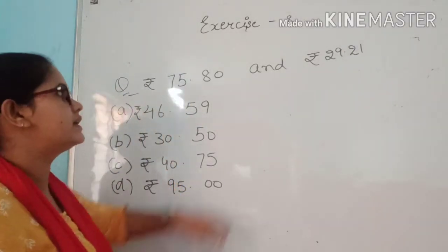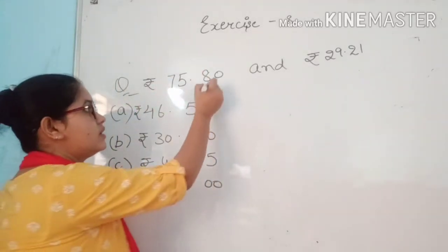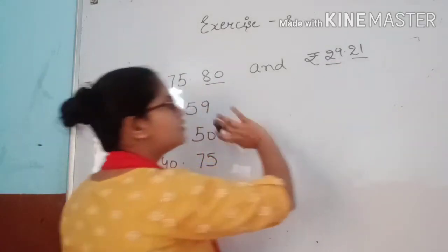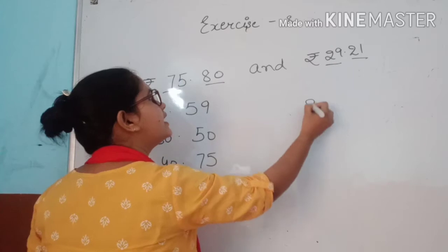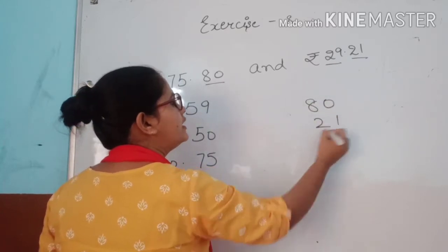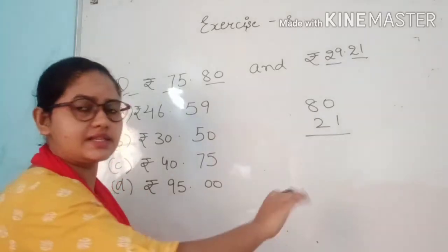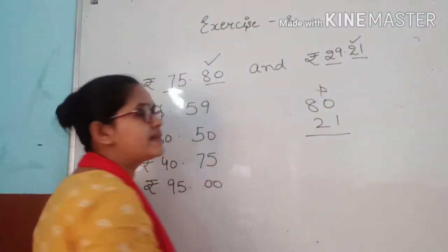For example, here is 0 and here is 10. As I said, we first have to divide the rupee section and the paisa section. Now we have 80 and 21. I will take 80 and 21 here. I have taken the paisa section. This one is my paisa section. Okay students, here is paise.